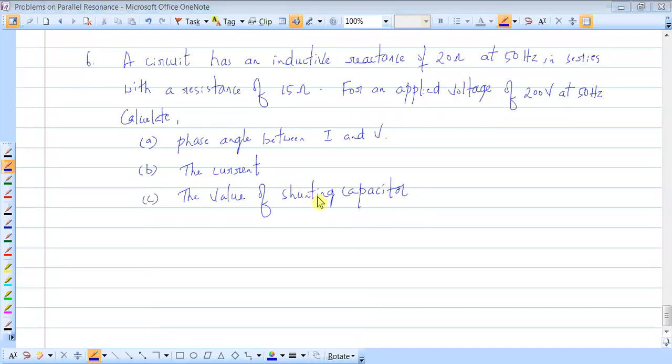We're left with 10 minutes. Those who have not given your attendance can give your attendance. Okay. I hope we'll be able to solve this problem within that. Shunting capacitor to bring the circuit to resonance.